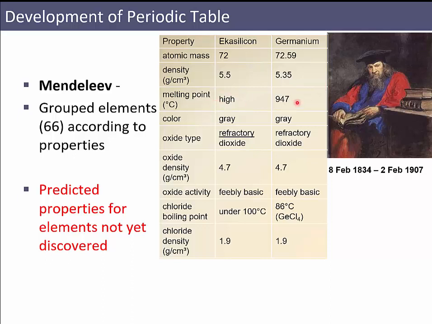Predicted a high melting point. Its melting point is 349. He said it should be gray. It's gray. It's a refractory oxide. Oxide density is 4.7. He said, oh, it's 4.7. And so he was really good at guessing what the properties are based on looking at some of those trends, right?